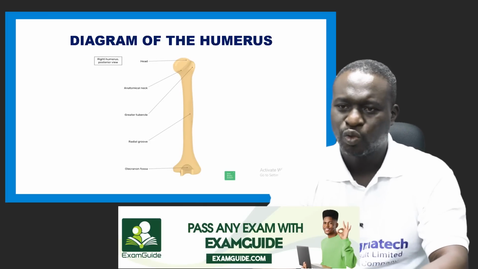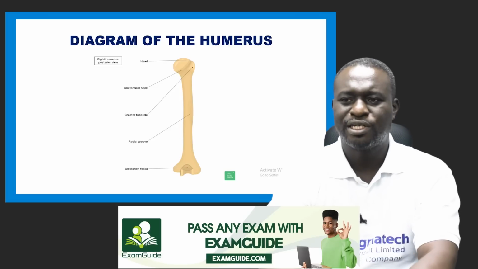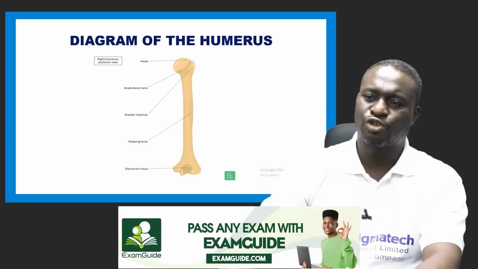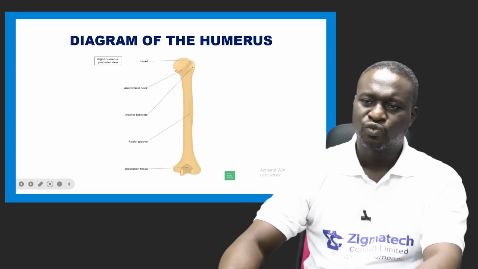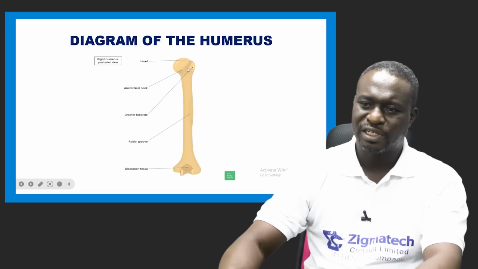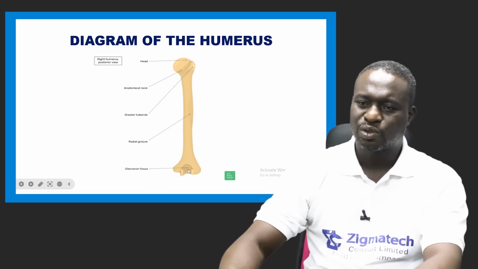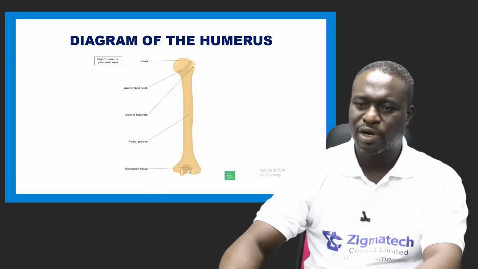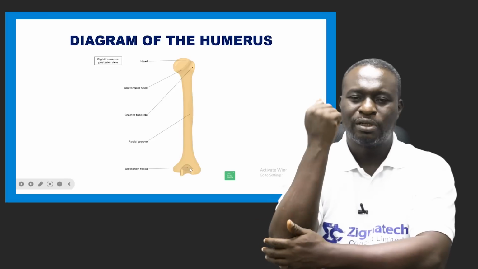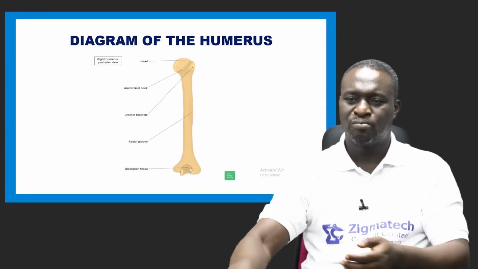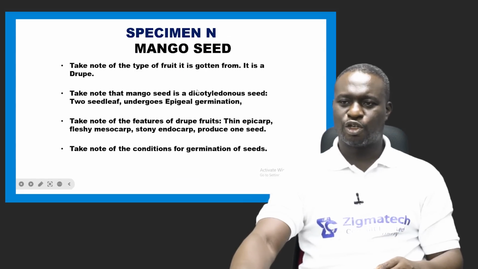As you can see there, we have the radial groove. Now that radial groove there is the strong and long shaft. As you can see, we have a strong and long shaft. Now you can see the head. This is what fits or articulates with the glenoid cavity of the scapula. And then here is where we have the olecranon fossa. That is the one that actually articulates with the radius and the ulna to form the elbow joint, all right? So this is the diagram of the humerus.